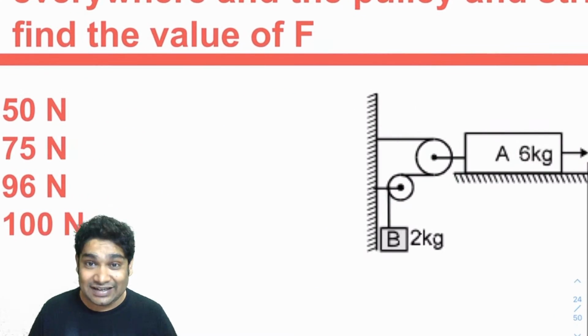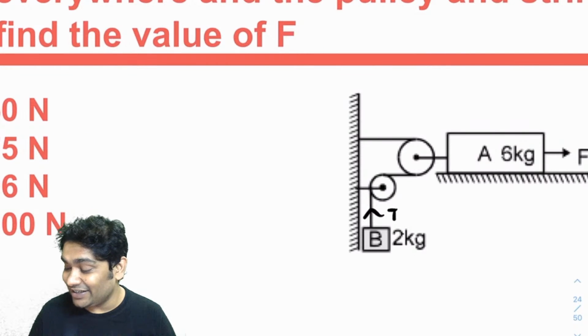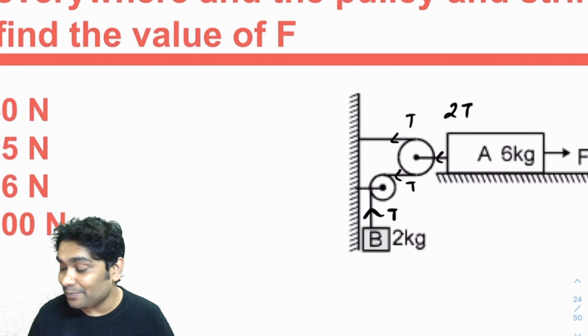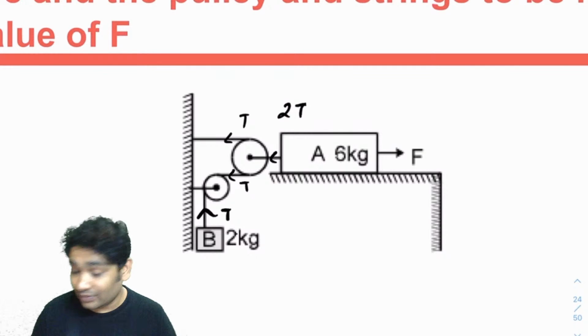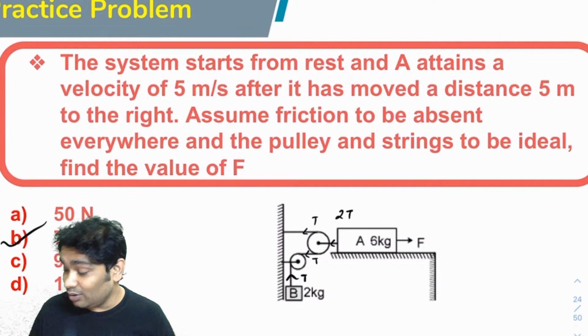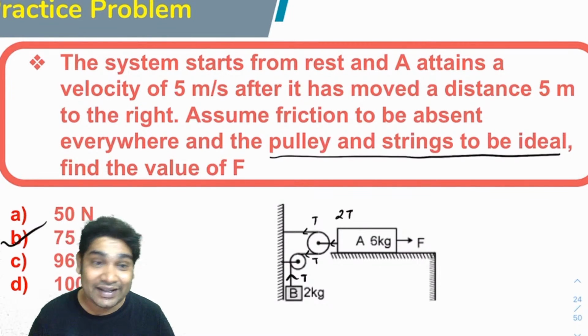So again, let's just start marking the tensions here. Let's say here the tension is T. Here the tension would be T. Here the tension would be T. And here the tension would be 2T. Now I can write equations for all our blocks. Here I've been told pulleys and strings are ideal, so I can apply the string constraint by virtual work method.